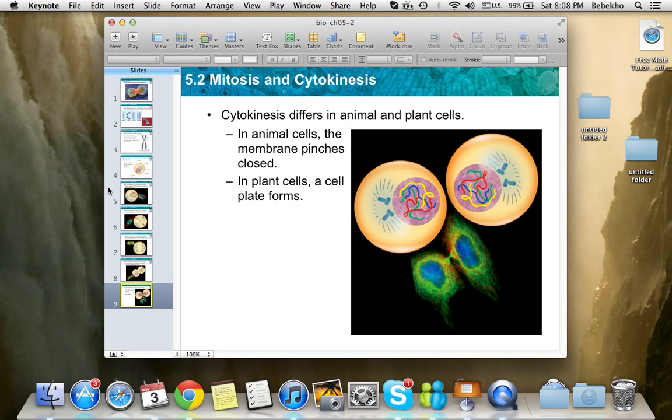Oh, and cytokinesis. It divides the cytoplasm between two daughter cells, each with a genetically identical nucleus, and the cells enter interphase and the cell cycle begins again.